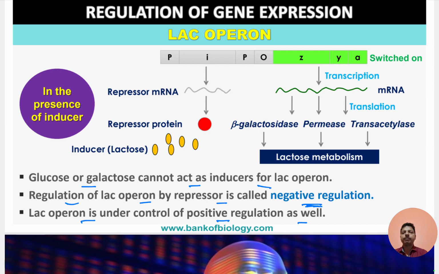Here you can see, inducer is there, lactose is present. Then the inducer, what does it do? Repressor mRNA is formed, proteins are formed. Then it directly goes to the operator region and then transcription occurs, where Z produces beta-galactosidase, Y produces permease, A produces transacetylase and lactose is metabolized. This is the switch on case.